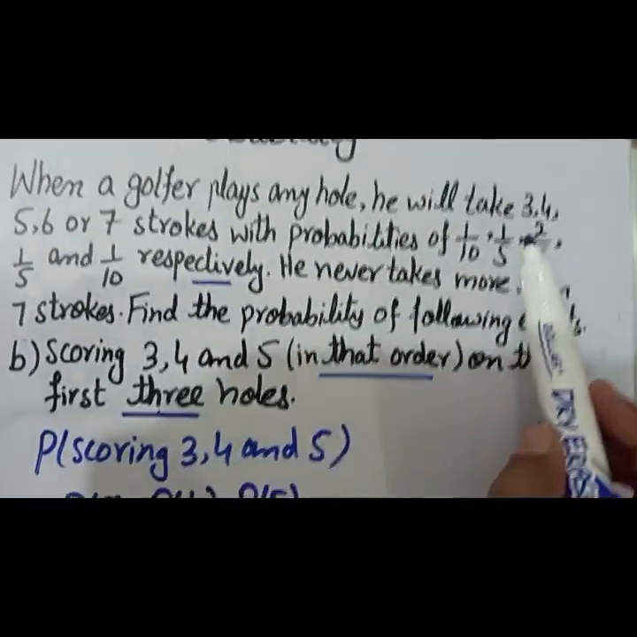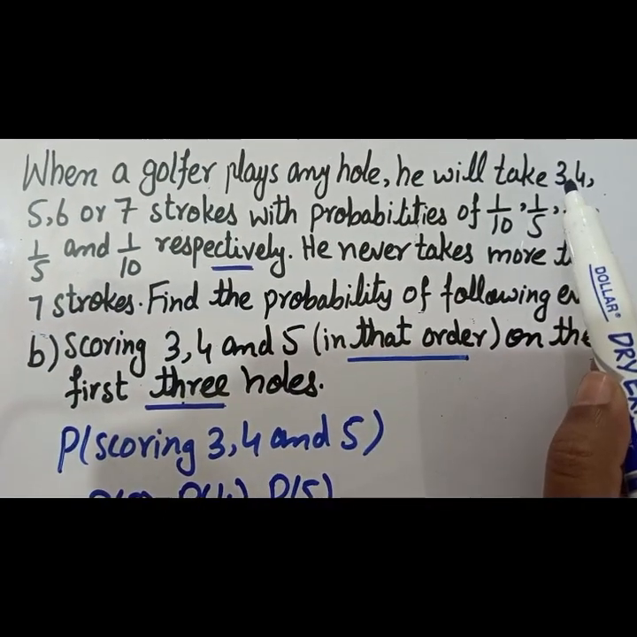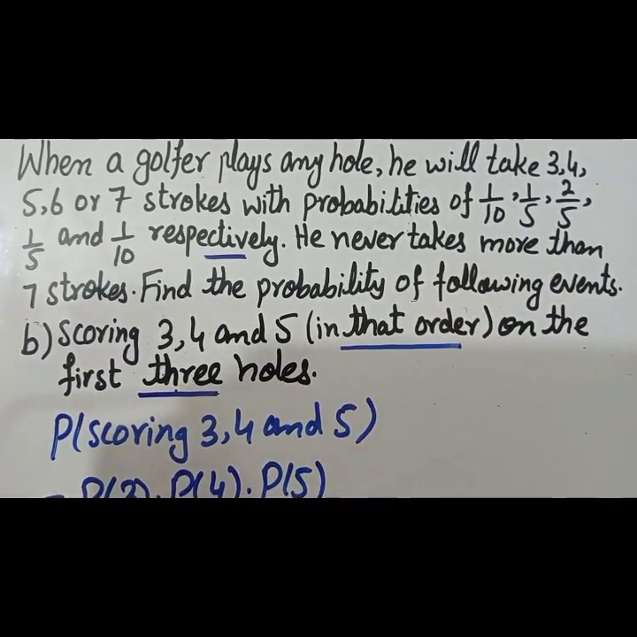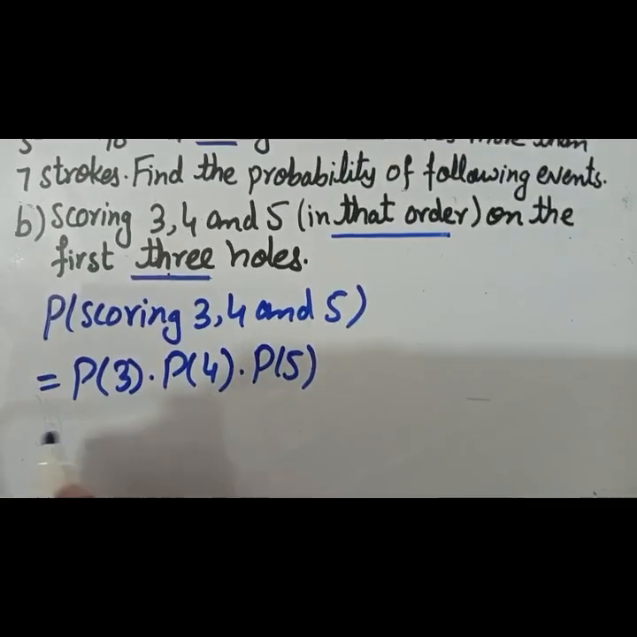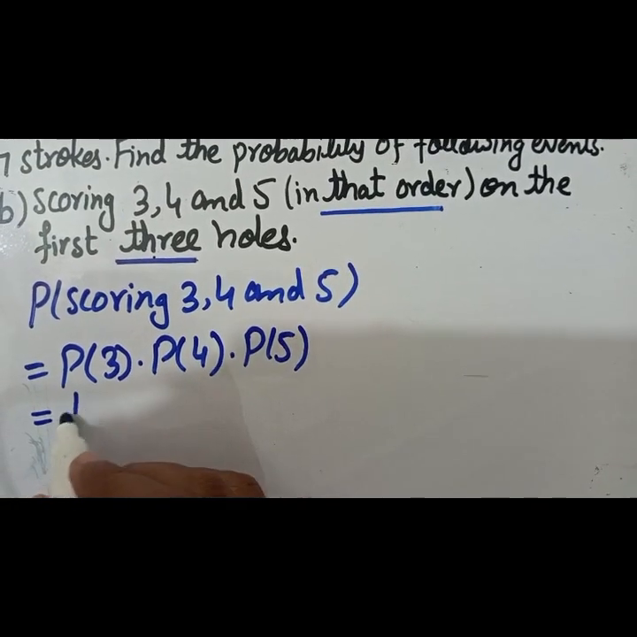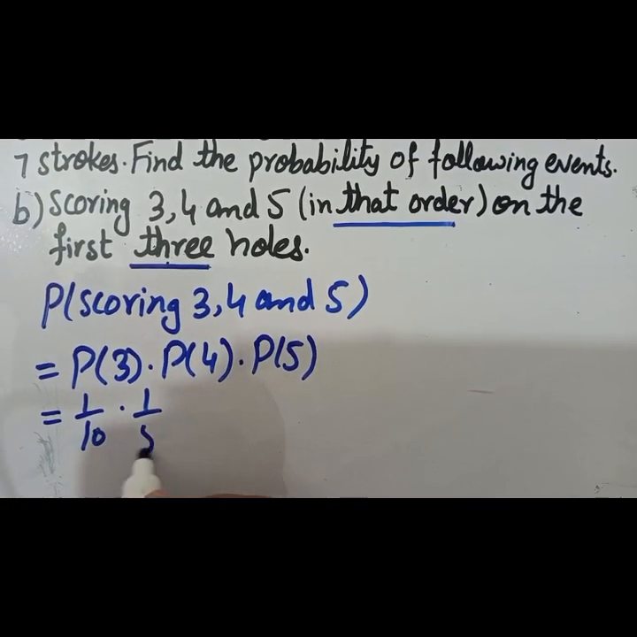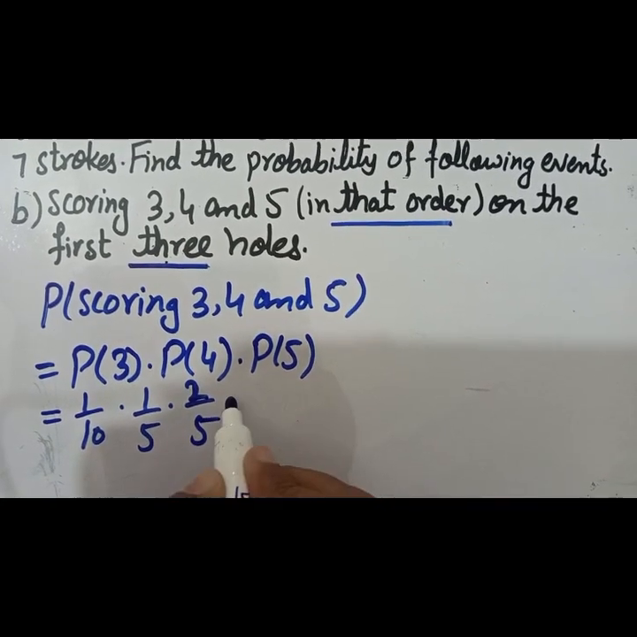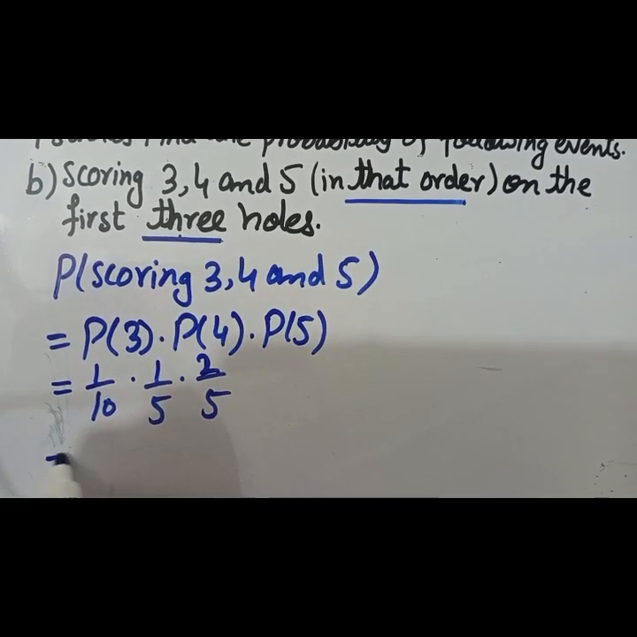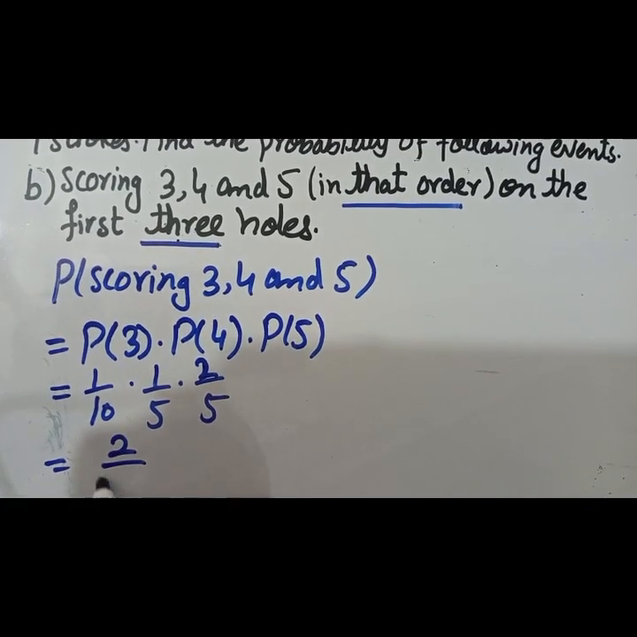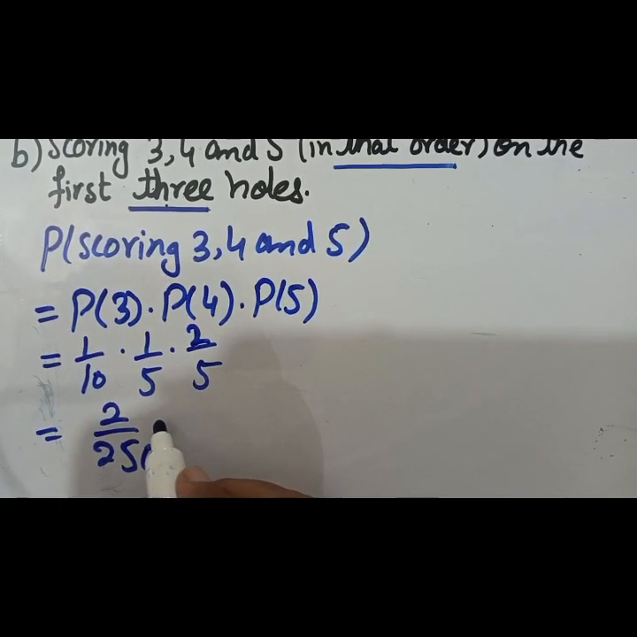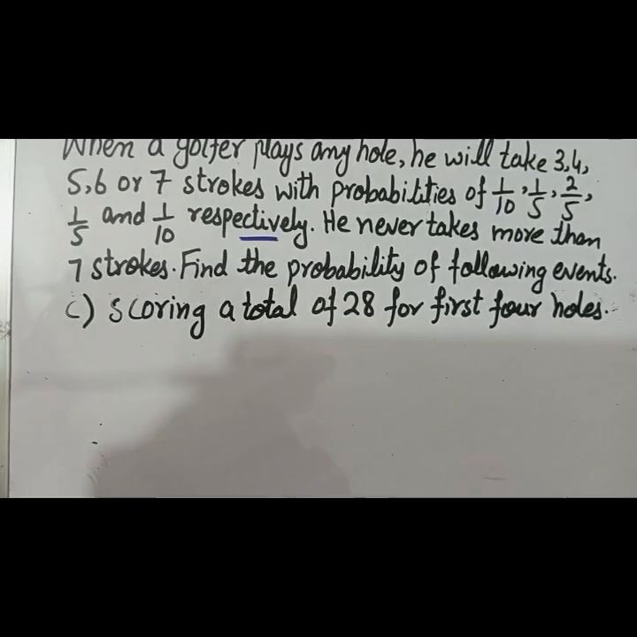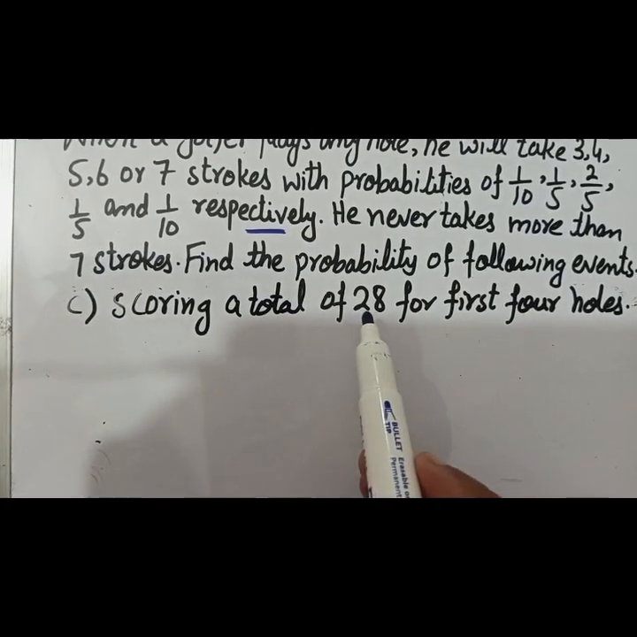So the probability of 3 is 1 by 10, the probability of 4 is 1 by 5, and the probability of 5 is 2 by 5. So you have to place the values over here: 1 by 10 dot 1 by 5 dot 2 by 5. So what will you get? You will get the answer 2 by 250, which is further equal to 0.008.